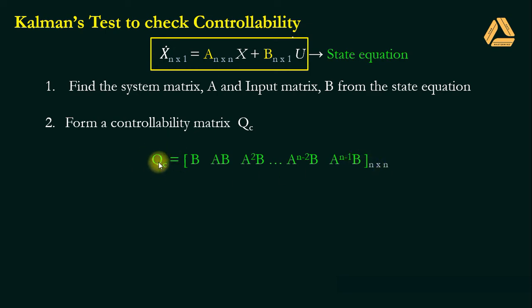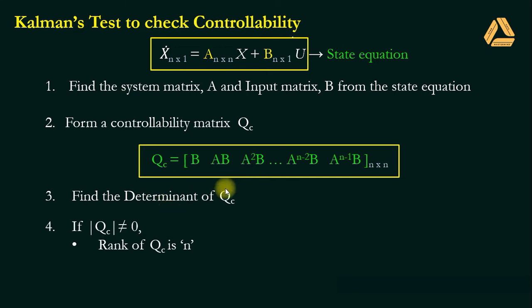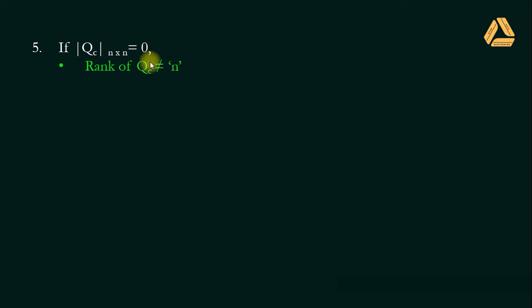The order of QC will be the same as the order of the matrix A. Then you have to find the determinant of QC. When the determinant of QC is not equal to 0, then the rank of QC is n, and all n states are controllable. That is, the whole system is controllable. If the determinant of QC is equal to 0, then the rank of QC is not equal to n, and the system is uncontrollable.